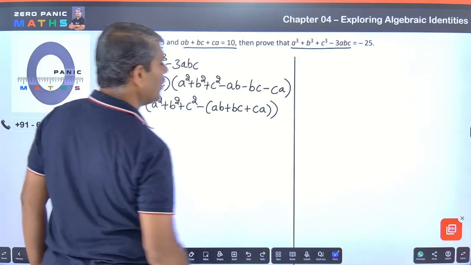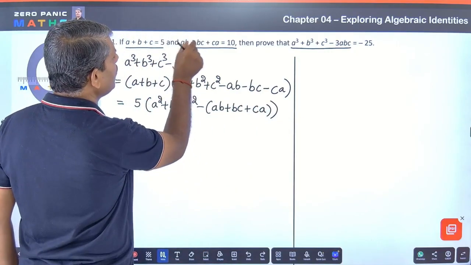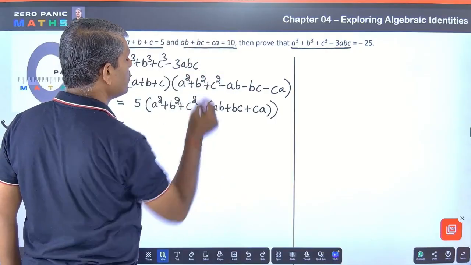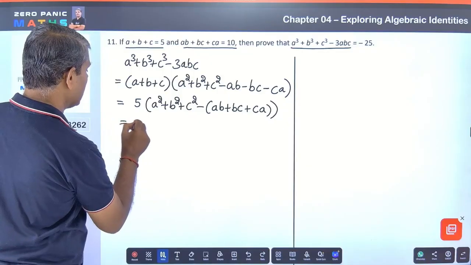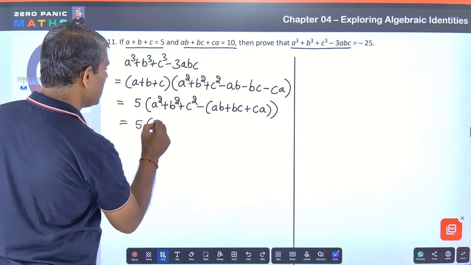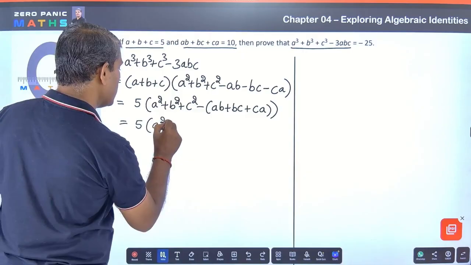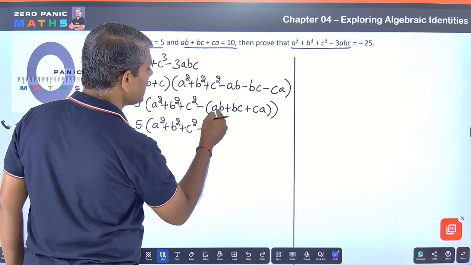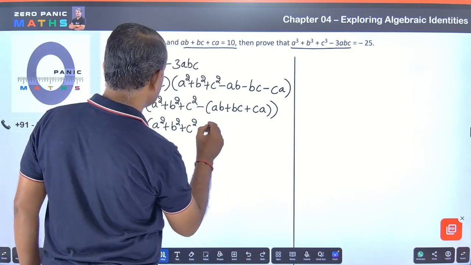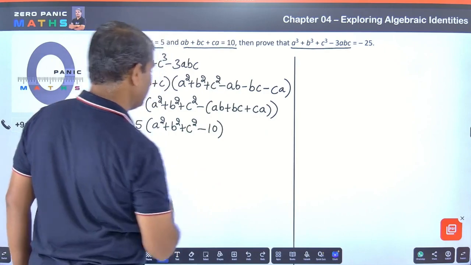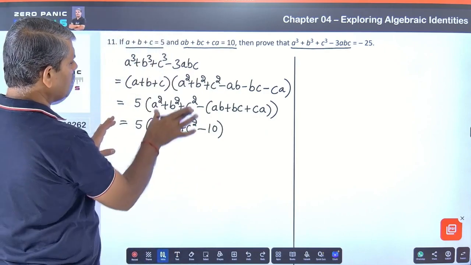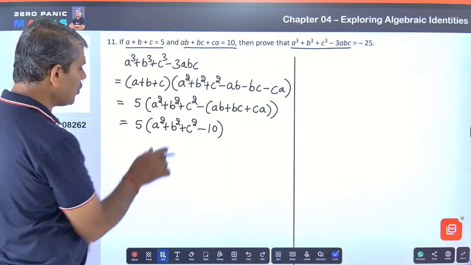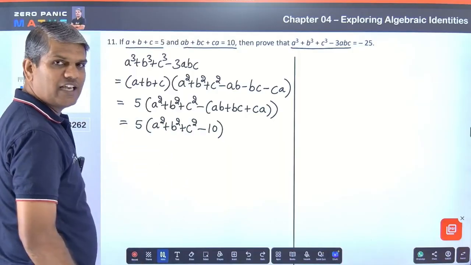Okay, why did I take minus common? Because I know the value of ab plus bc plus ca is equal to 10. And that is equal to 5 multiplied by a square plus b square plus c square minus, substitute the value of this, and that is 10 minus 10. Okay, now till this point only we can reduce this equation because we don't know what these expressions are.